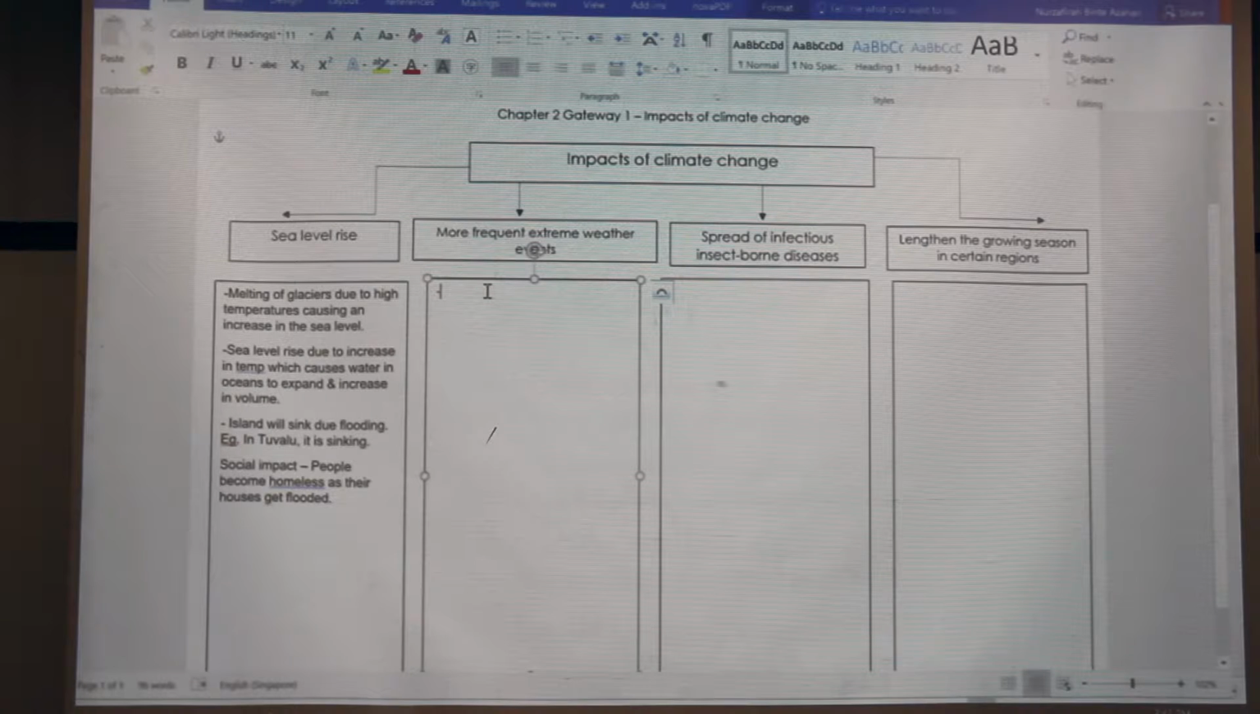Okay, so this one, severe weather events. I'll just give you the main point. Severe weather events, which will lead to higher temperature, leading to heat stroke, especially for the young and elderly.